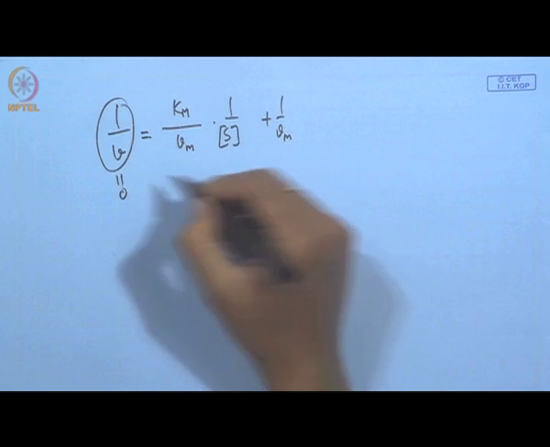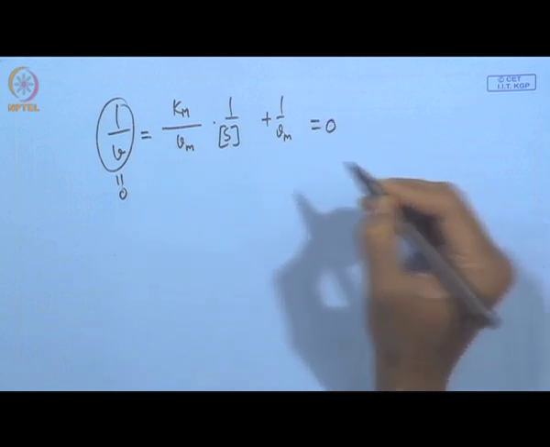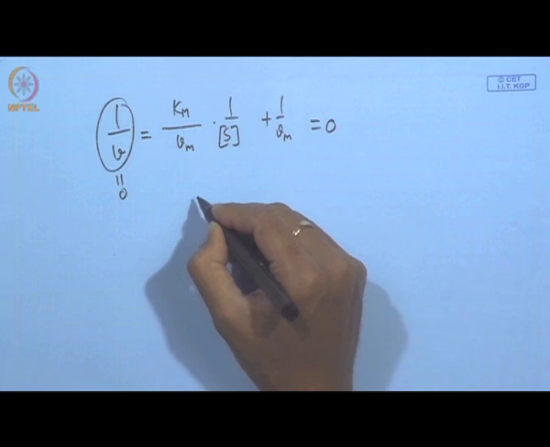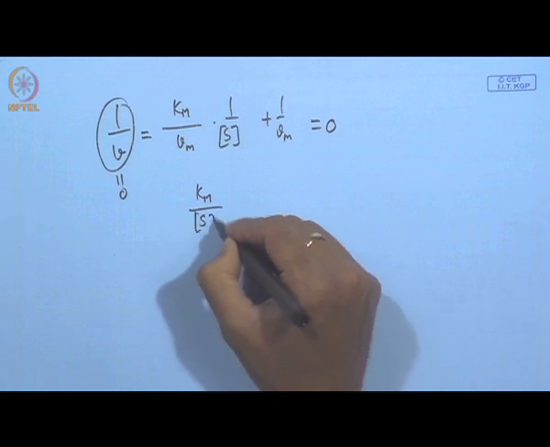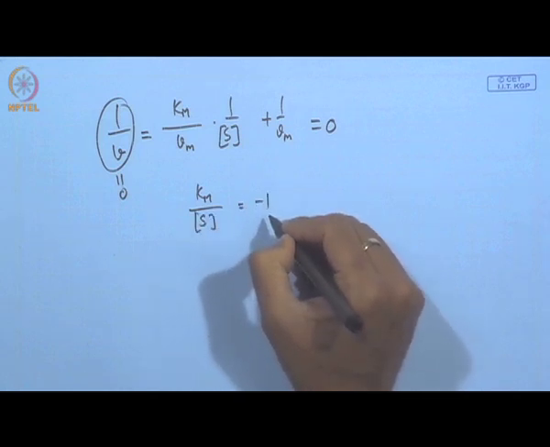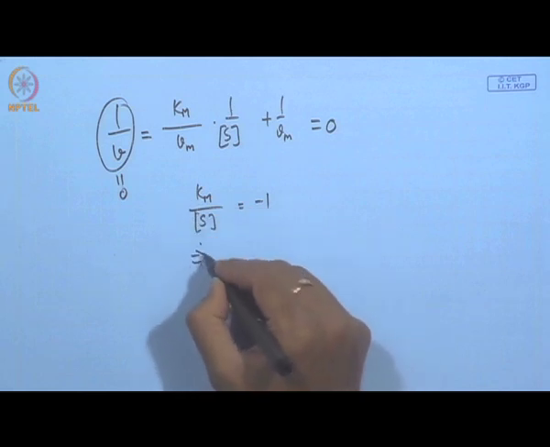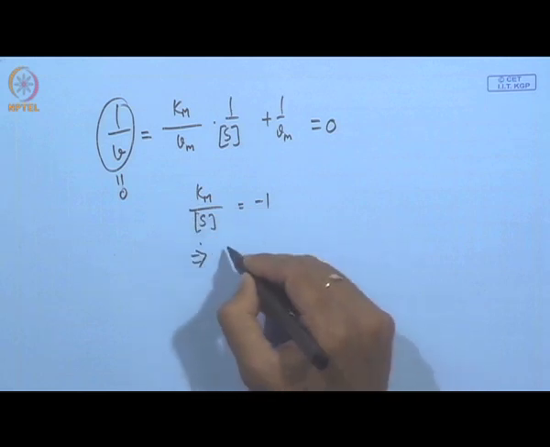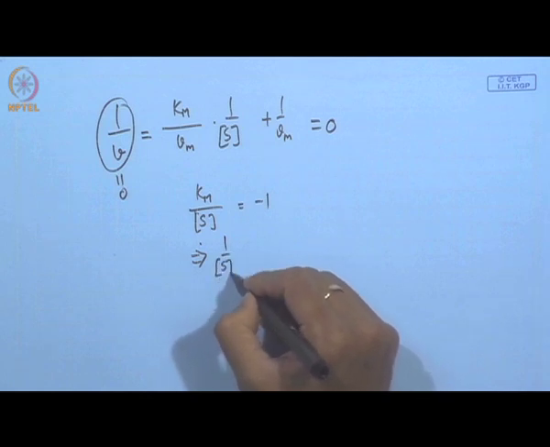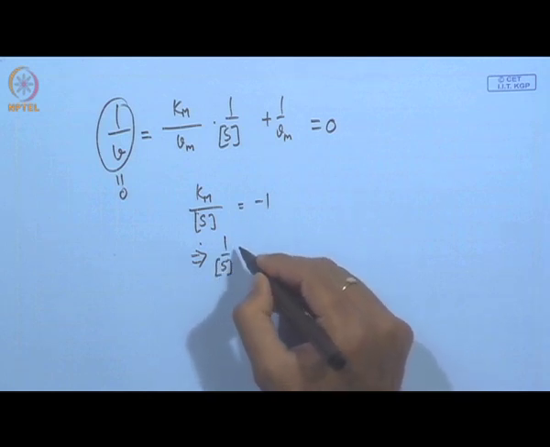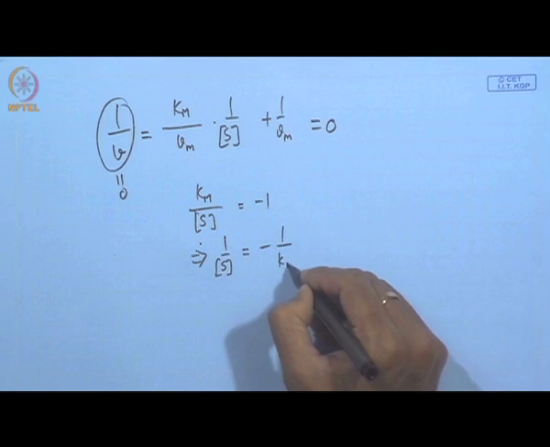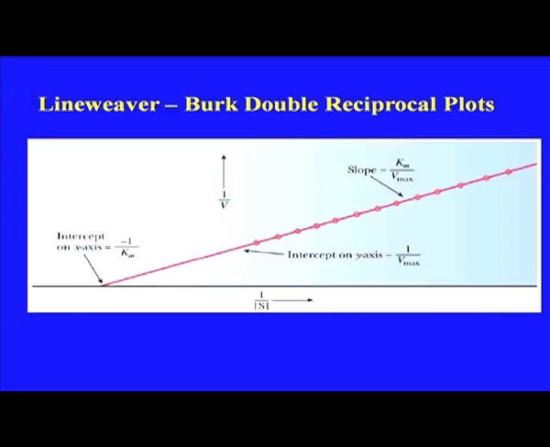So, that means you put this equal to 0 under that condition. So what you get, Km by S is equal to -1. Okay. So, from this you write 1 by S at that condition. So, 1 by S when it is touching the x axis, that is your -1 by Km. So, you can directly find out Km.